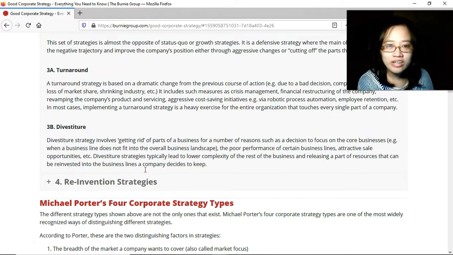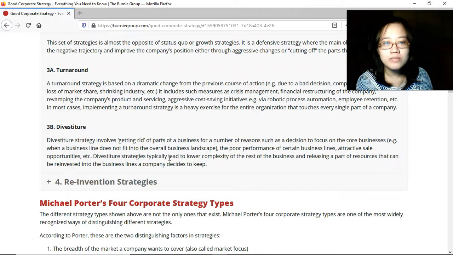Getting rid of parts of a business for a number of reasons, such as decision to focus on the core businesses, when a business line does not fit into the overall business landscape, poor performance of certain business lines, let's say hindi naman sila profitable, either break-even lang or loss pa nga. So yun, drop the product line already. Attractive sale opportunities, etc. Okay?